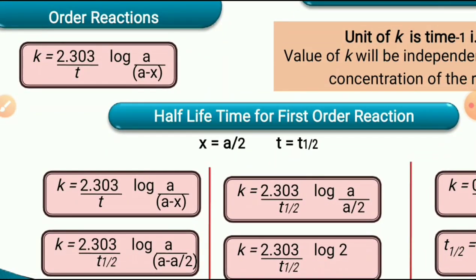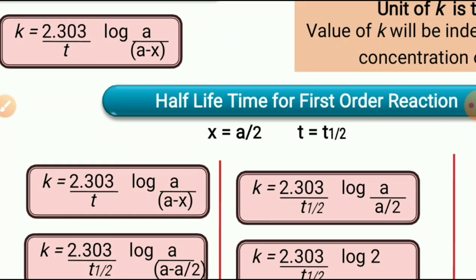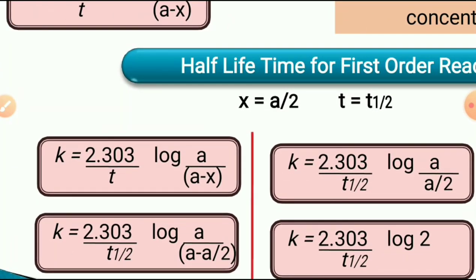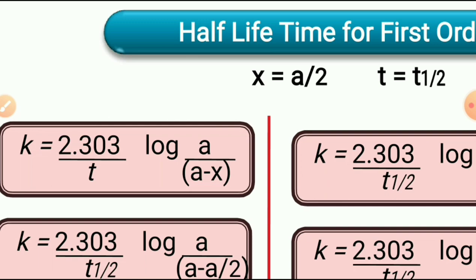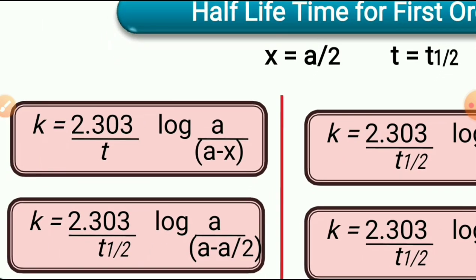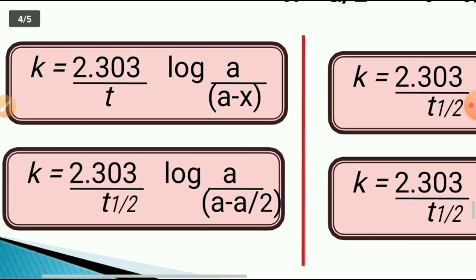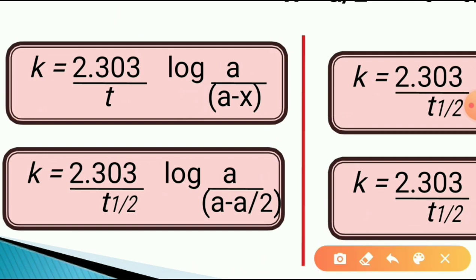We know the integrated rate equation for the first order reaction: k equals 2.303 upon t into log of a upon a minus x. Now just put the values x equals a upon 2 and t equals t half in this equation. So we get k equals 2.303 upon t half into log of a upon a minus a upon 2. We have just put the values of x and t here.